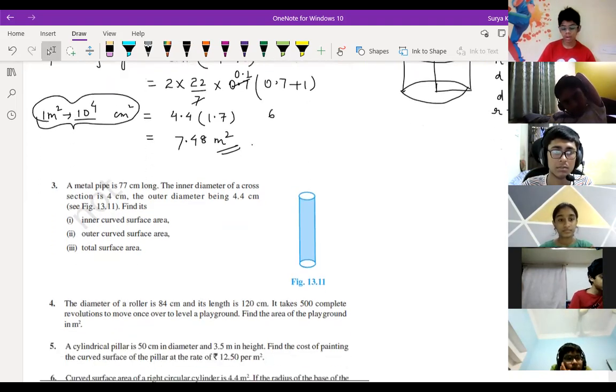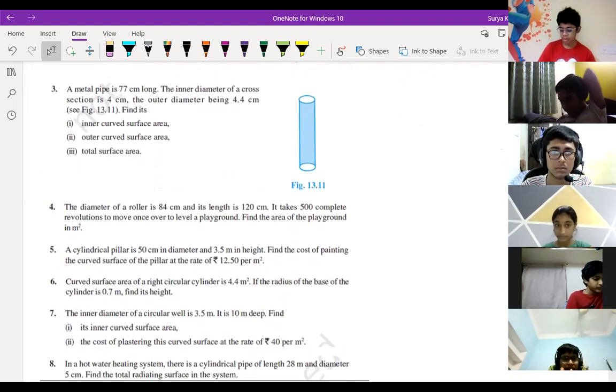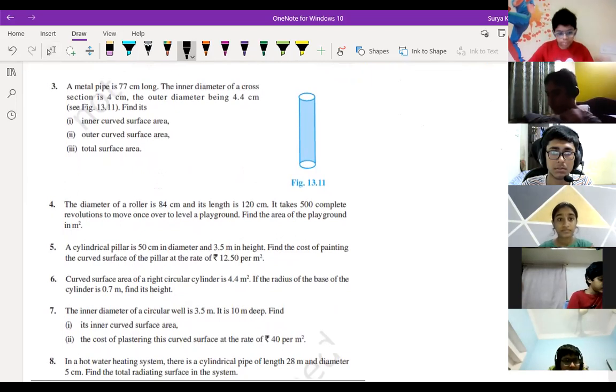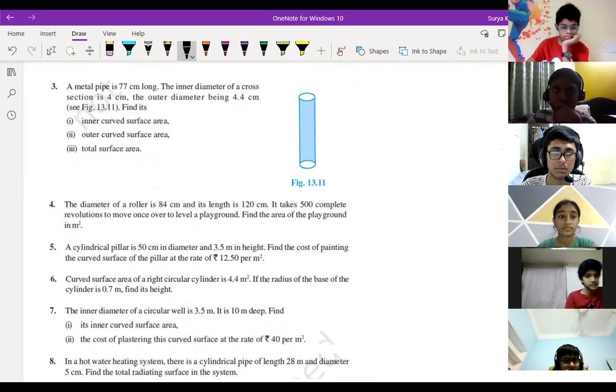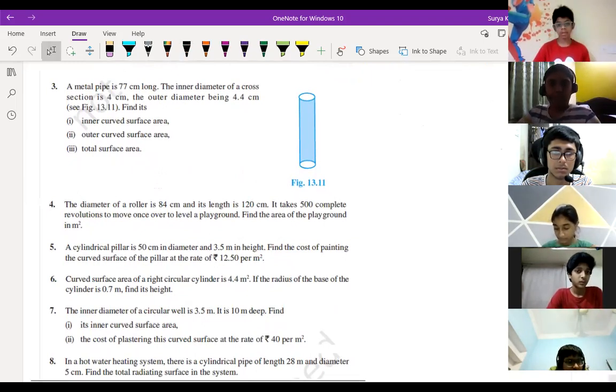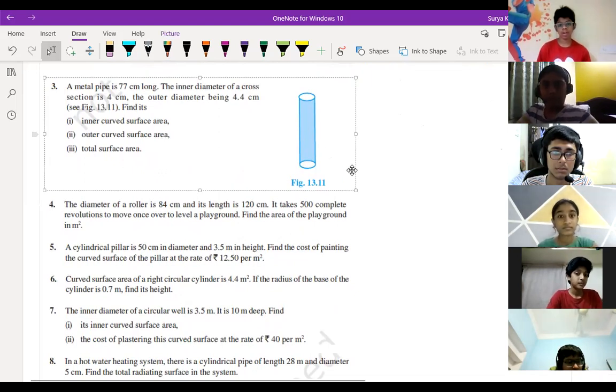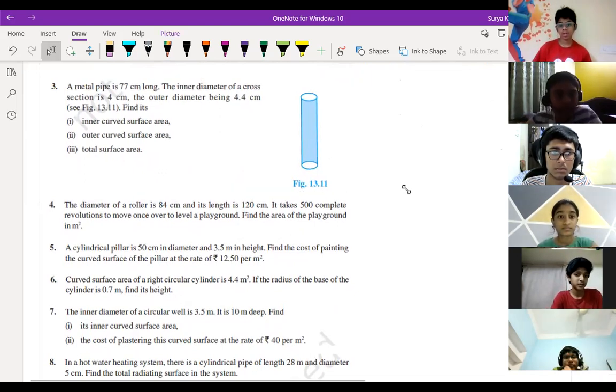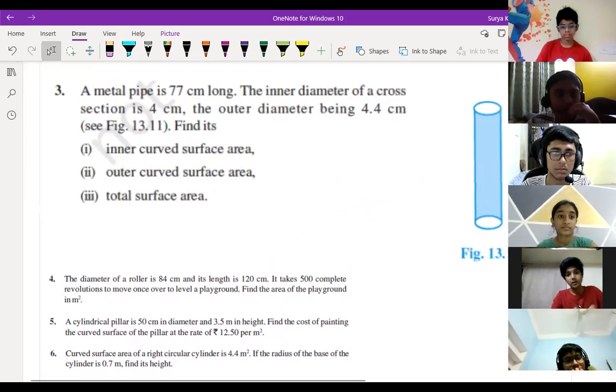Then the next question is the metal pipe. Here they are talking about inner radius and outer radius. This is a very, very important question, children. Try to understand carefully. You tell me one by one what we can do for this. Tell me, Sai Ritvik, question number 1.